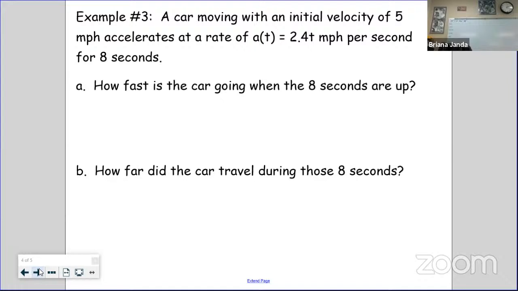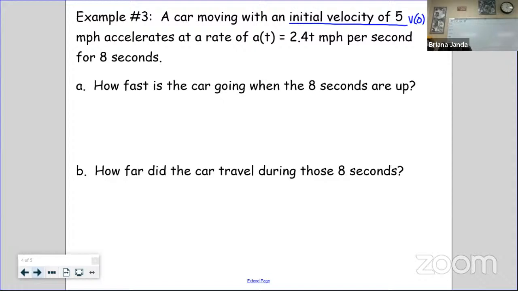And so on this one, we have to be cautious because it does switch some labeling on us. But let's also make sure we don't jump over some important information. Initial velocity of 5 miles per hour means that v of 0, initial velocity, equals 5.